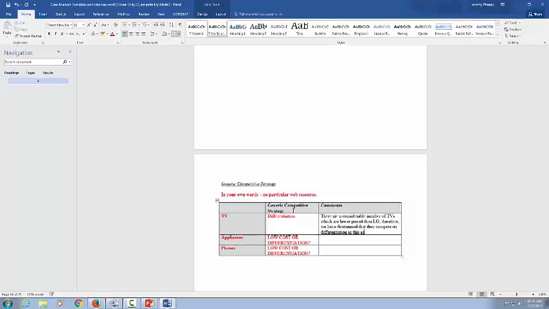in this segment. Then you're going to do the same thing for appliances, same thing for phones, and you're done. So that is how you'll fill out the case analysis template for generic competitive strategy. Any questions on that? Pretty straightforward.